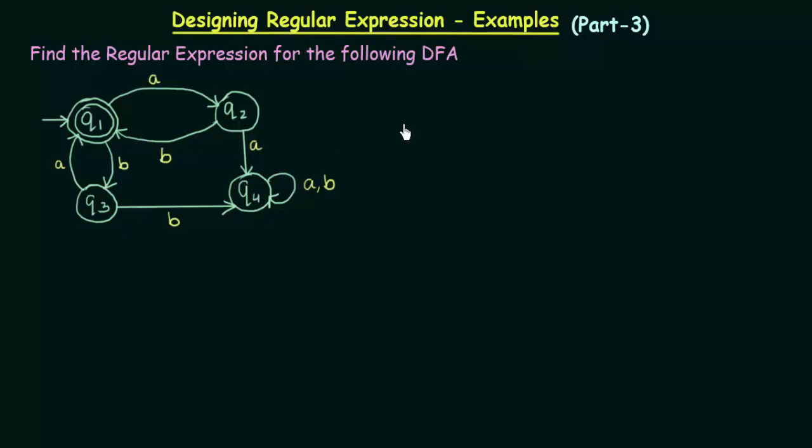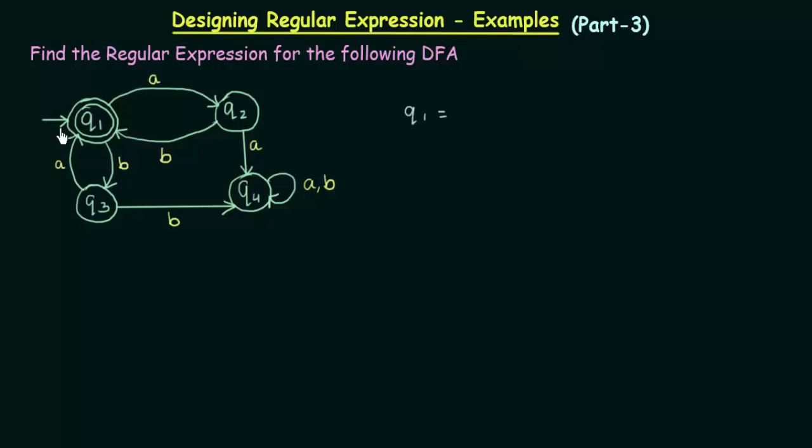I've already explained the steps to find the regular expressions from a DFA in the previous lecture, so here we will just solve it. First of all, we have to write the equations for each of the states. So let's start with Q1, which is our initial as well as final state. How do we write it? First, check what are the incoming transitions to Q1.